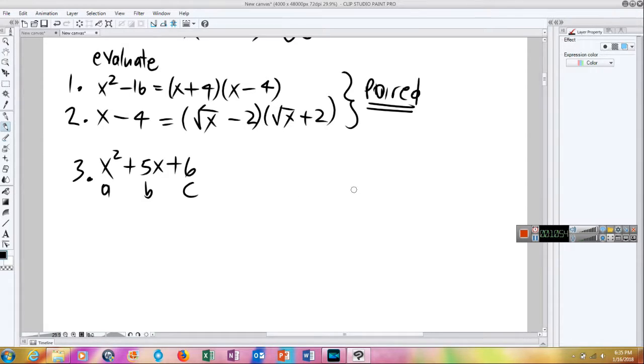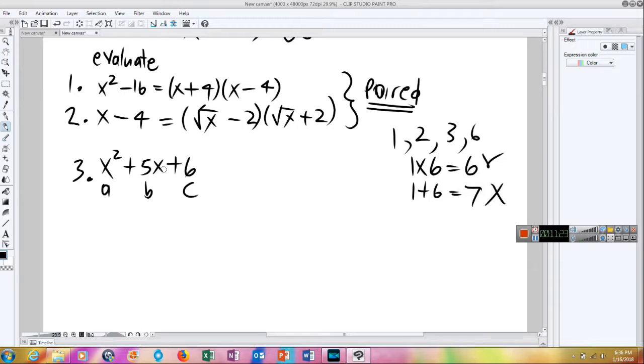So we need to find the multiples of 5 and 6. Now the multiples of 6 are 1, 2, 3, 6. Let's just say we'll multiply 1 by 6. That's equal to 6, right? So that checks out so far, but let's add them. So we have 1 plus 6, we get 7. Now we know that can't work, because 1 plus 6 is not 5. So we have to try something else.